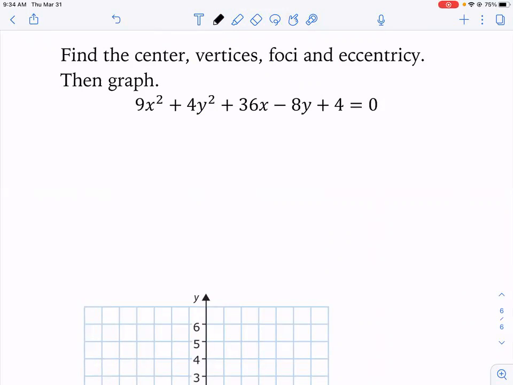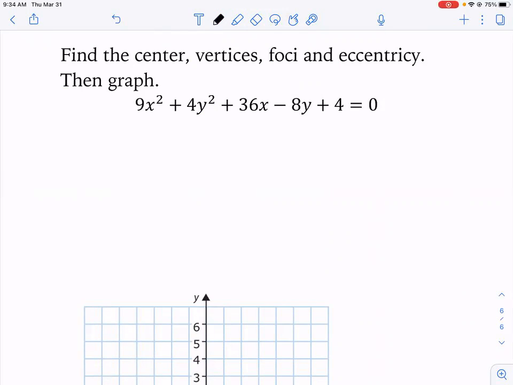Okay, so write this down. We're going to do the same thing, but we need to do some algebra in order to be able to get this into standard form. Okay. So first of all, let's talk about how we know this is an ellipse. x squared and y squared are there. So we know that that's true.